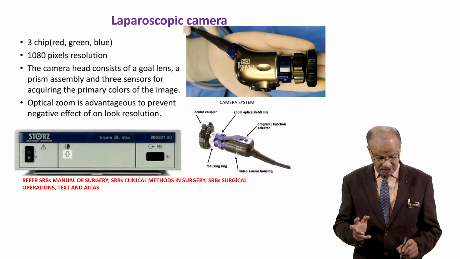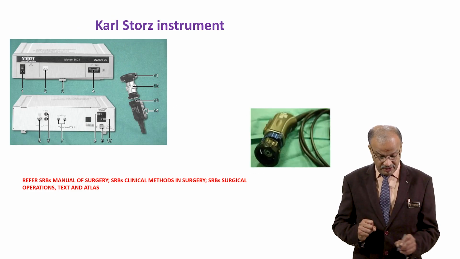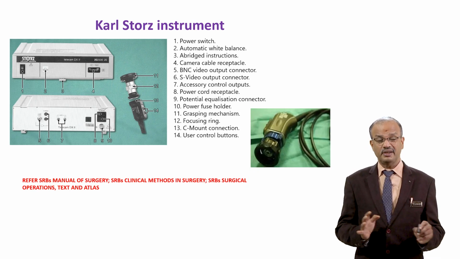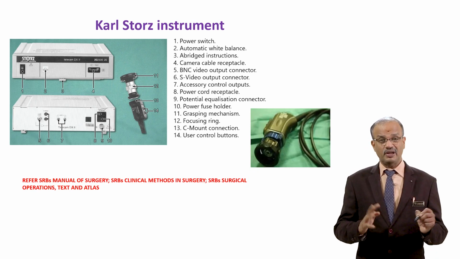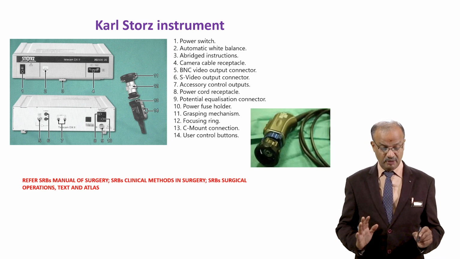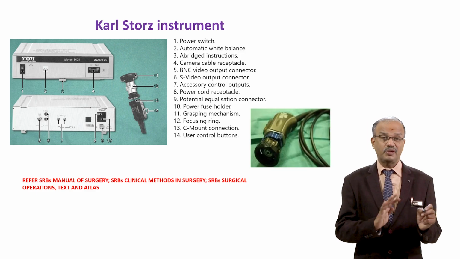So this is exactly what the camera looks like. This is what the instrument looks like. See that, all those parts are there. I am not going to detail it. It's numbered, it's labeled here. You can always go through it and see all these things are important. All these connections are important when you use a camera and connect to the power setup.